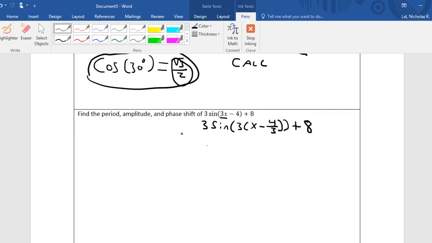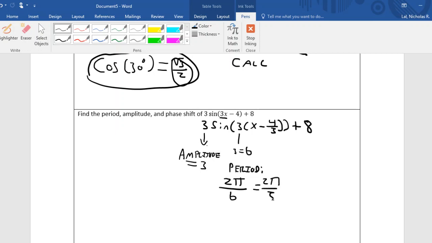Plus 8. Now 3 is the amplitude. So the amplitude is 3. Three is also B, the coefficient of x. Okay, so 3 is B. And the period is always going to be 2 pi over B. So that's going to be equal to 2 pi over 3.